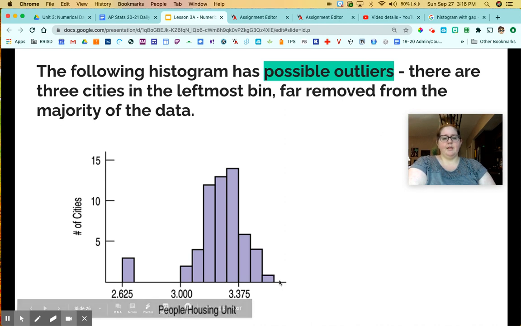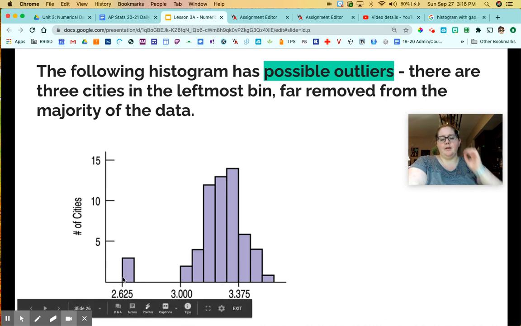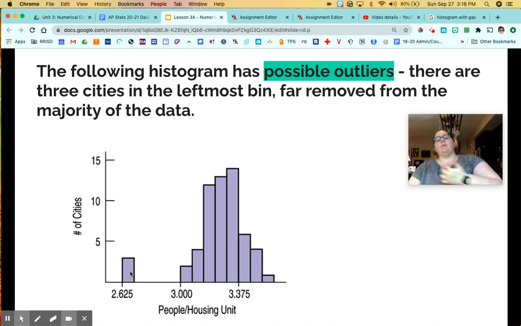So most of my data is going from 3 to maybe 4-ish, or just under 4, 3.5 maybe. But we do have a couple of cities that are way over here, closer to the 2.6 range. And it's pretty far removed from the majority of the data. So that might be what we call an outlier.